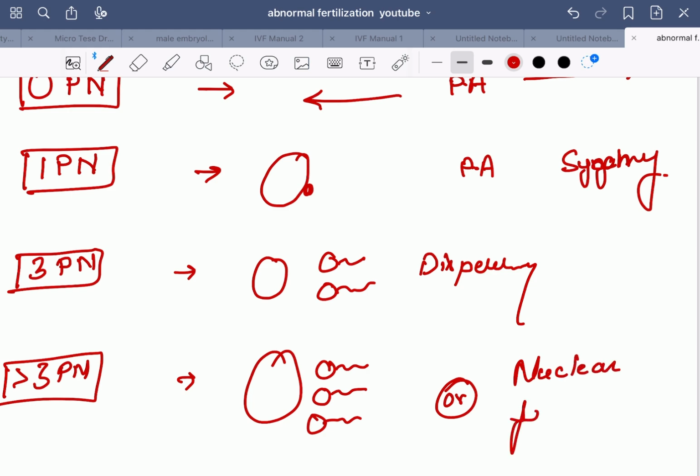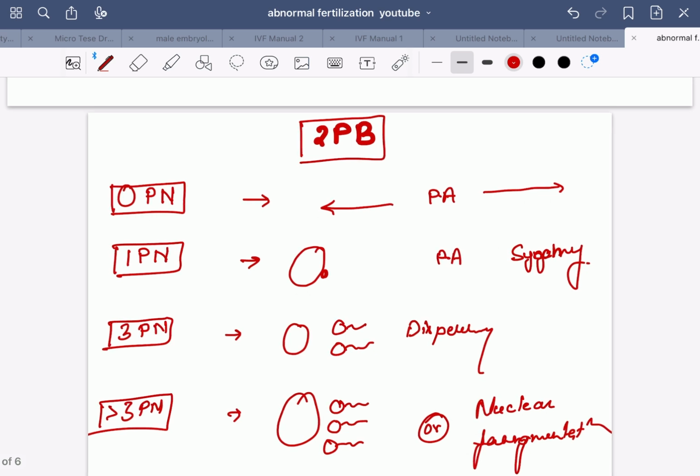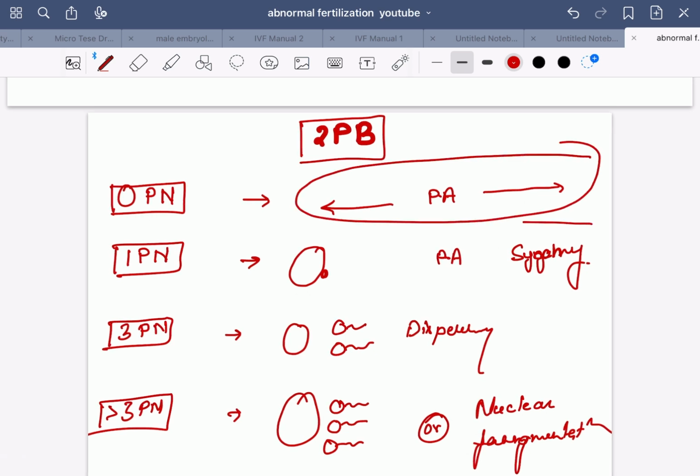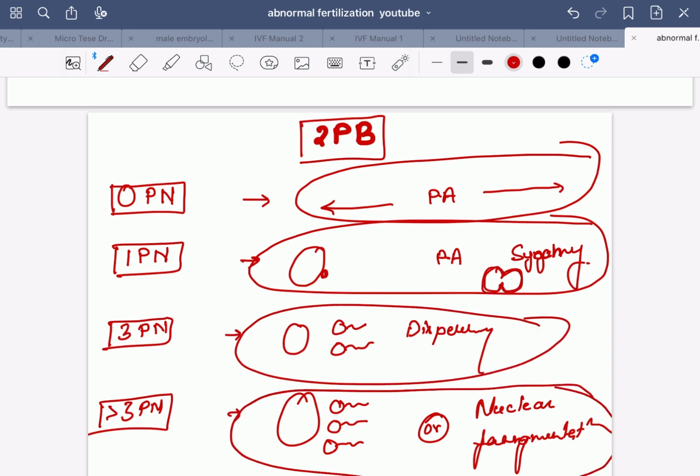Nuclear fragmentation we are right now talking about. So you remember these diagrams. Syngamy, how will we make syngamy? Like this. This is about two polar bodies.